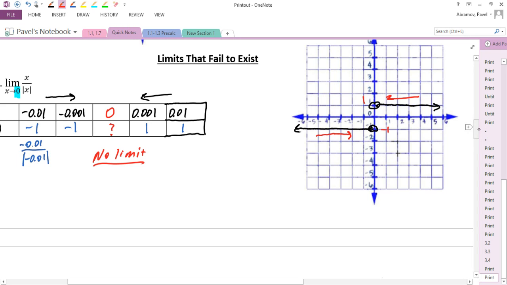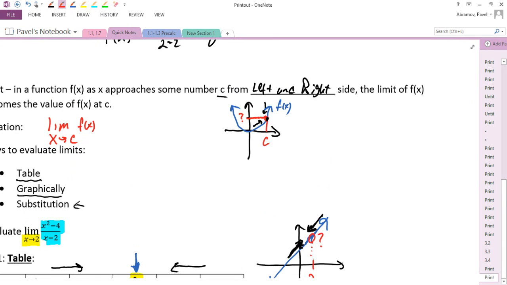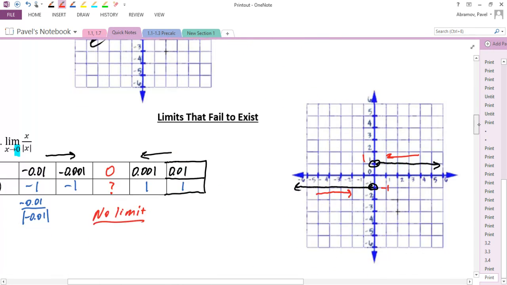There is no limit. Remember, with the definition of limit itself, if you look back, it should approach the number C from the left and right side, and it's going to be that value. It has to be approaching the same number.